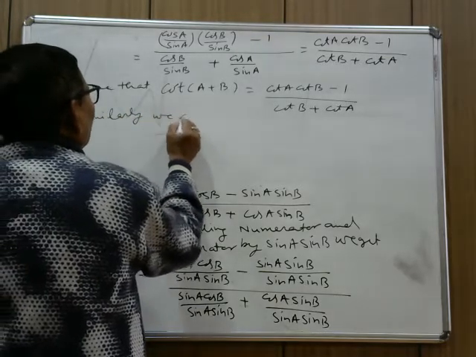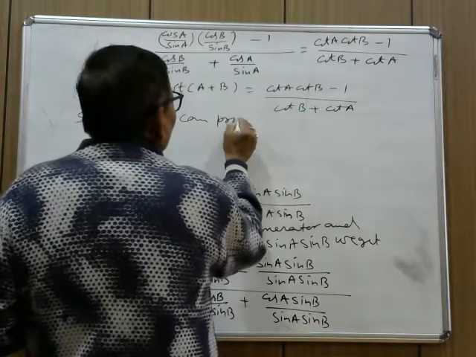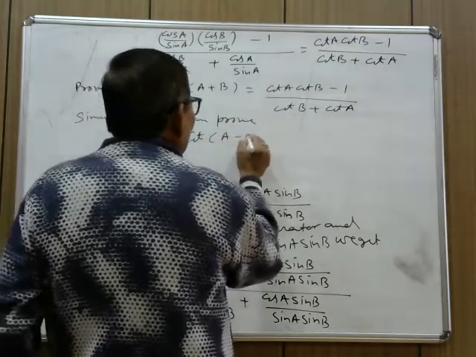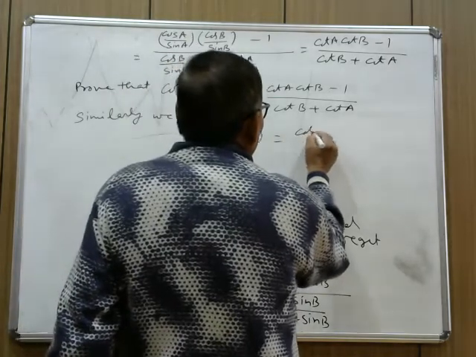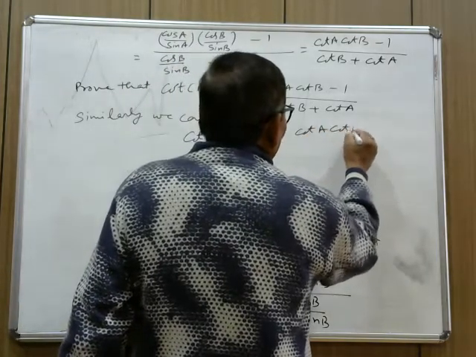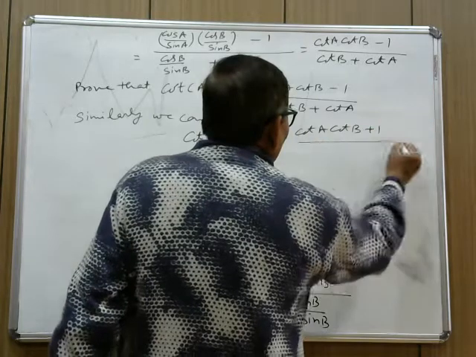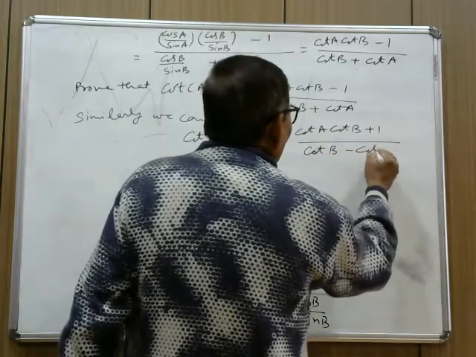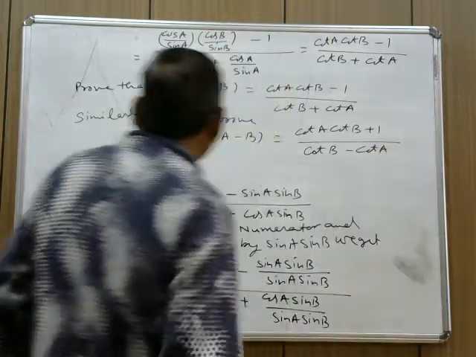Similarly, we can prove cot(A minus B) is equal to (cot A cot B plus 1) upon (cot B minus cot A). The proof is the same.